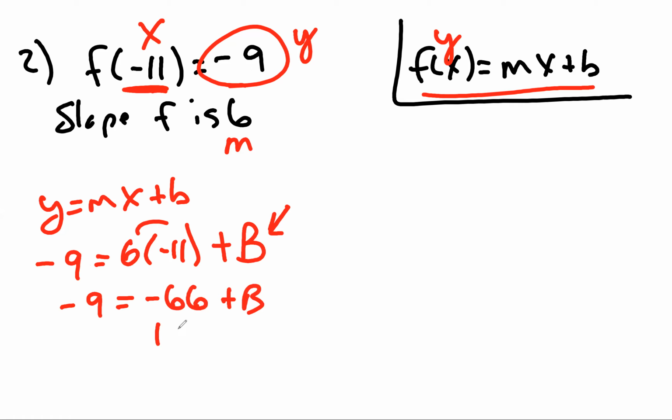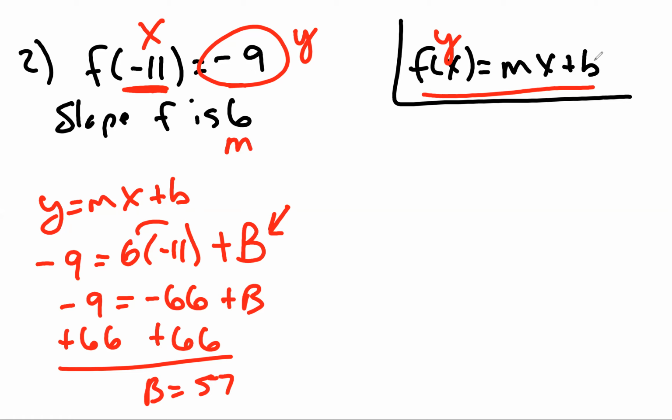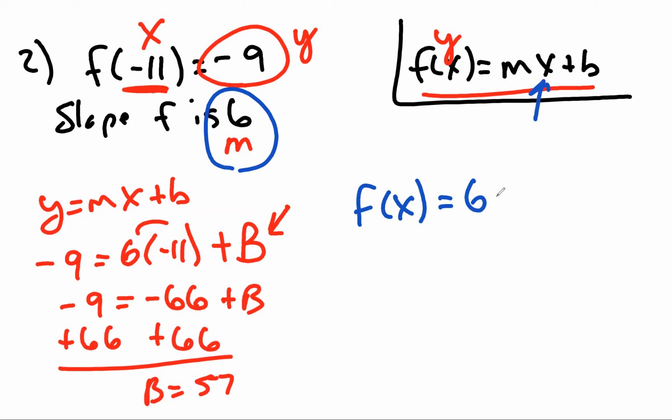And then the last thing I'm going to have to do here is add 66. And so I'm going to get that b equals a positive 57. And so now what I'm ready to do is go ahead and write my actual function. So I will have f of x equals the m value that they gave me, which is 6. We know that this x stays the same. And my b value that I just solved for is plus 57.